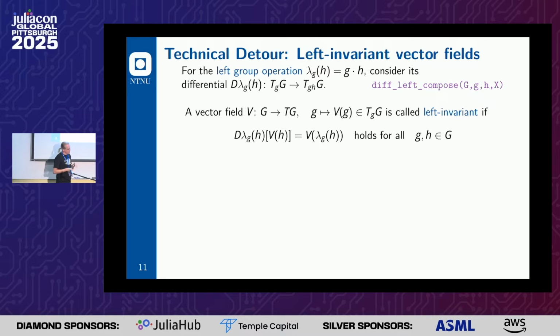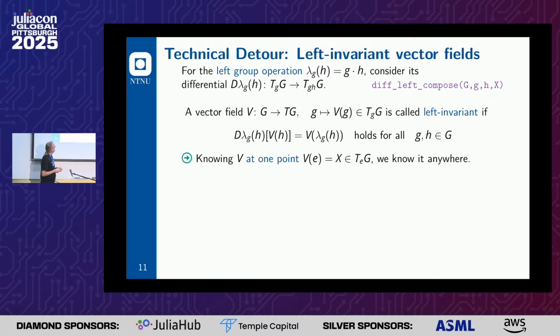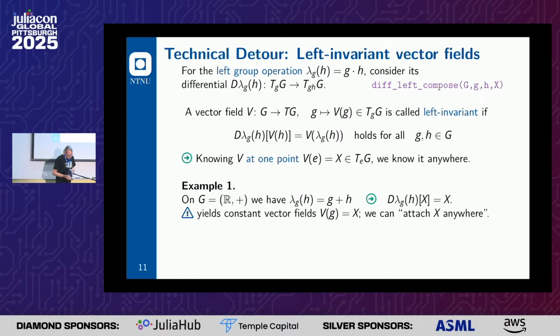In other words, the differential already determines what the values at other points are. What's the trick here? If I know it at one point, I know it everywhere. So it's maybe even enough to know it at the identity. Then I can use the property from above to know my vector field anywhere, or one vector is enough to know the whole vector field. An example would be, well, the simplest one, real line with plus, then we have a constant vector field. So it's basically generalizing constant vector fields.